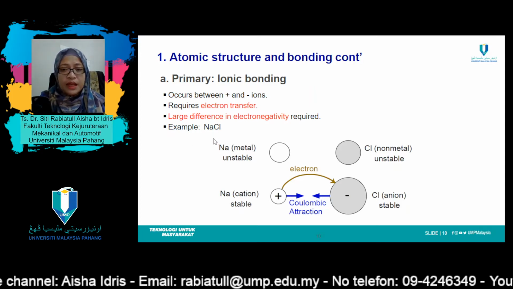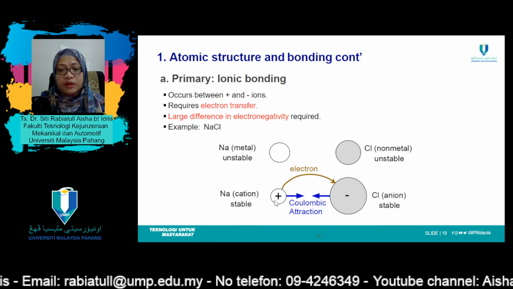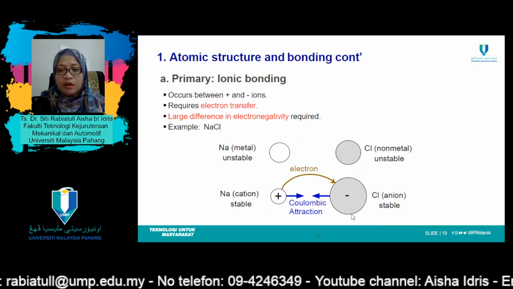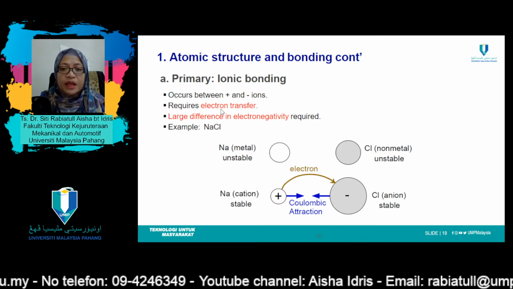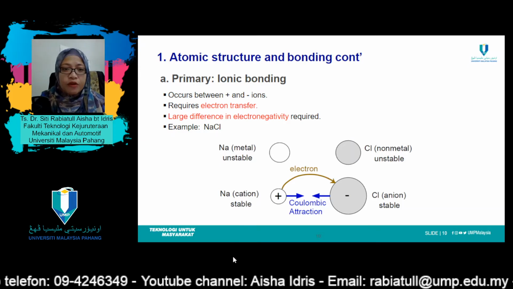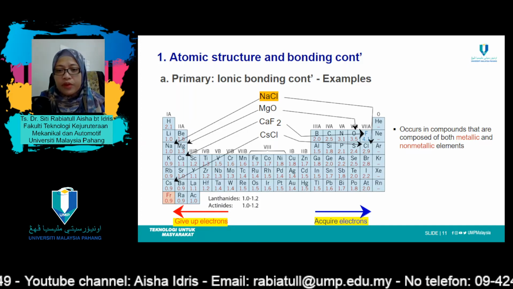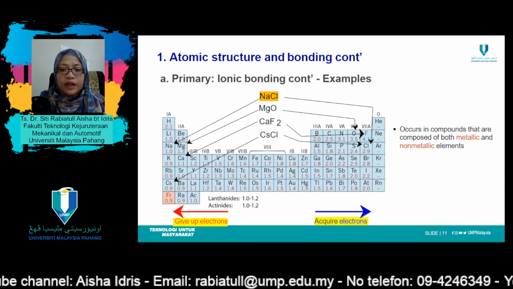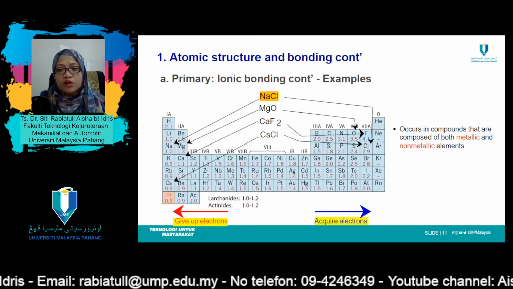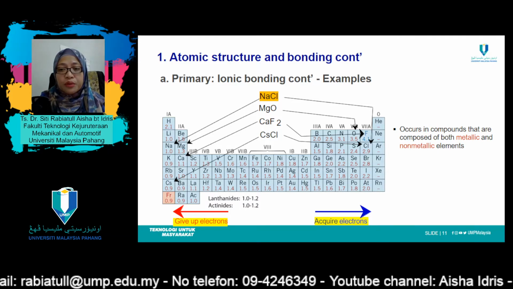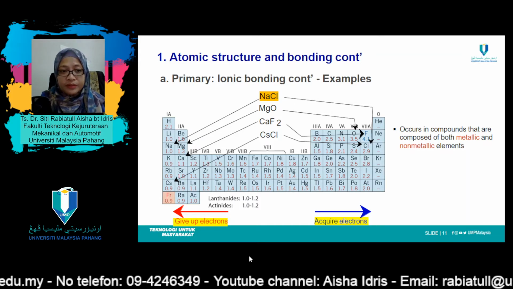If you refer to the example, sodium chloride over here, you can see sodium has a positive value and chloride a negative value, and they will attract each other, producing sodium chloride. So this is ionic bonding. If we refer to the periodic table over here, moving to the left, the elements are ready to give up electrons to become positive ions, and moving to the right, it means that the materials are ready to acquire electrons to become negative ions.